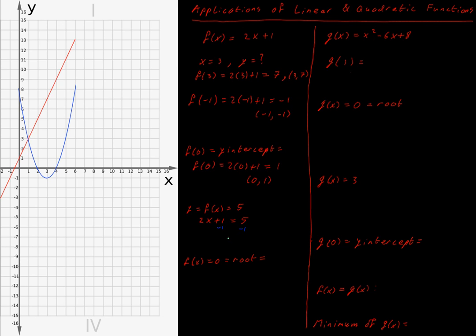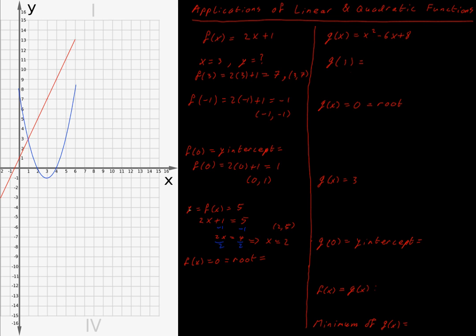Minus 1 from both sides. 2x is equal to 4. Divide both sides by 2, and I get x is equal to 2. So my point should be (2, 5). So let's check out whether that works or not.